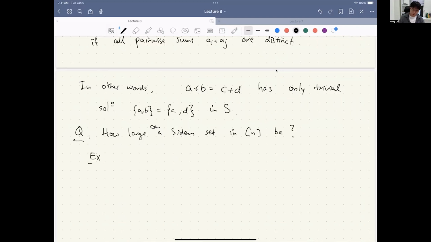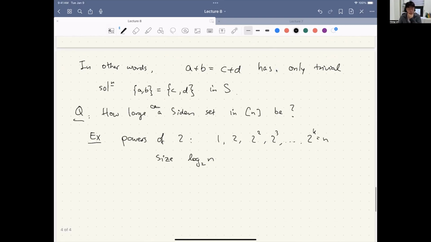Well, here's an example. If it's only taking integers from the first n, we can take powers of 2 trivially. So a1 is 1, 2, 2 squared, and so on. Let's say n is a power of 2, why not? But the size is only logarithmic in n. It's very small. It turns out we can get as large as not just polynomial in n, all the way to square root n size. This is a known theorem, which we will not prove here.